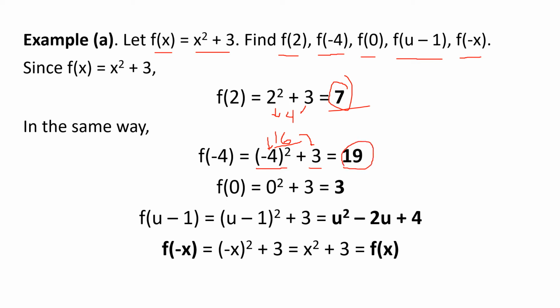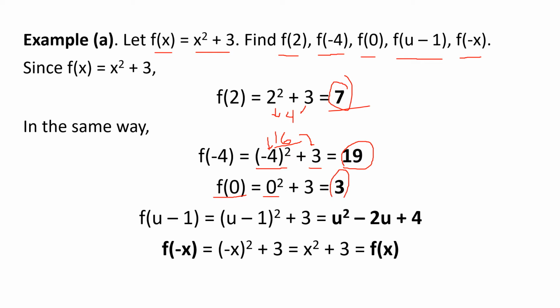Next, what if we're asked to find the value for f of 0? So we're going to put 0 as the value of x in the given function. So 0 squared is equal to 0, so plus 3 is equal to 3, because 0 plus 3 is equal to 3.